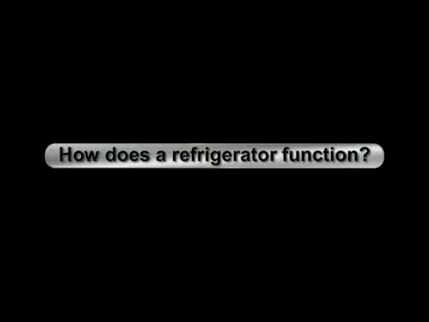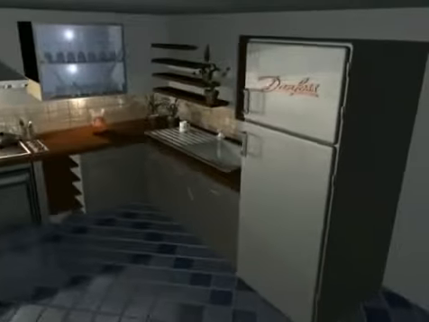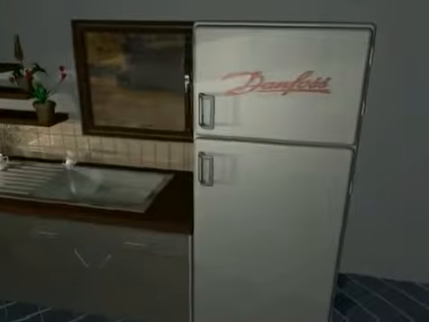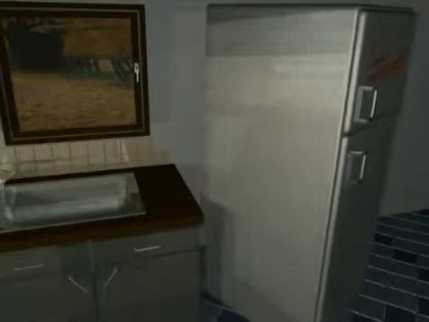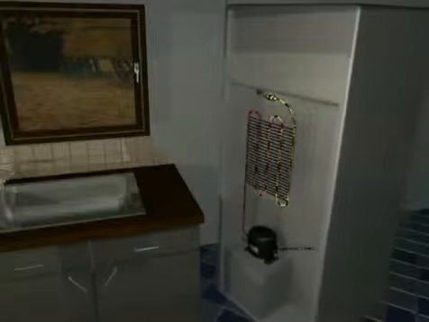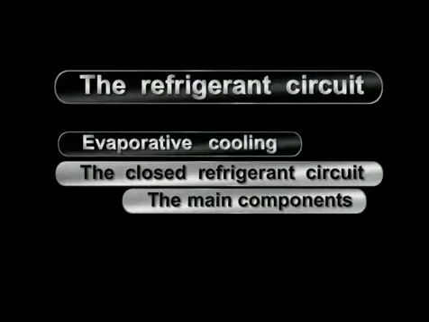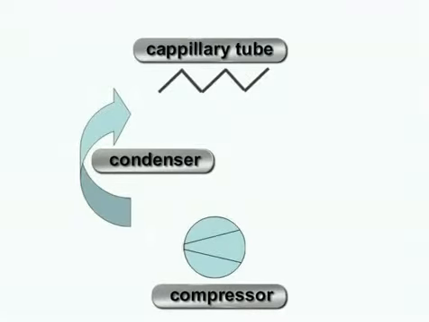The closed refrigerant circuit. In contrast to the human body, a closed circuit is needed for cooling systems. In such a circuit, the refrigerant must be made to liquefy and evaporate again. Only gas is suitable for this purpose. The main components. The main components of the refrigeration cycle: the compressor, the condenser, the capillary tube, and the evaporator.